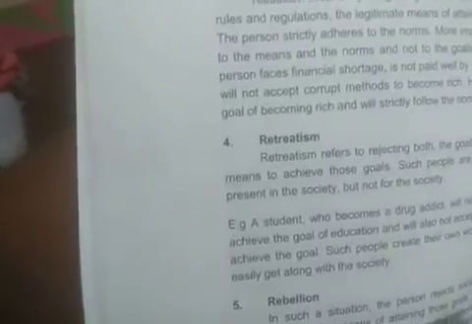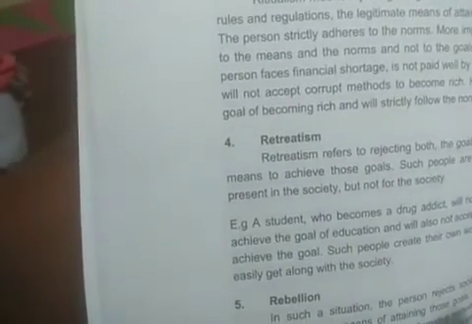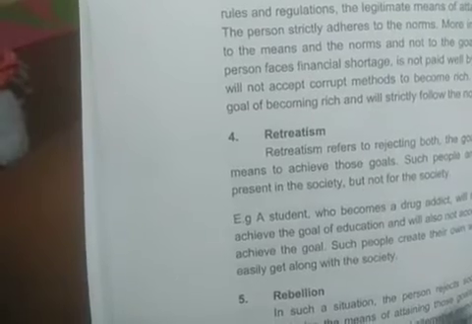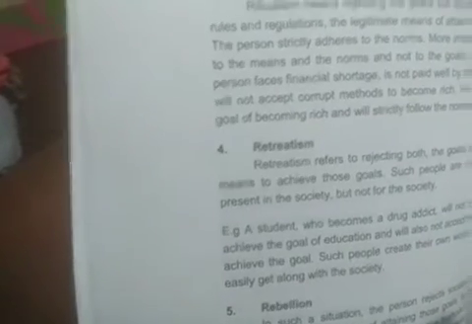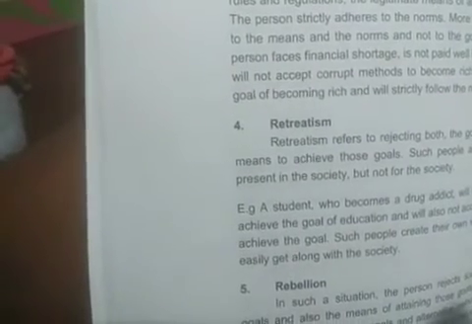More importance is given to the means and the norms and not to the goals. Example: even if a person faces financial shortage and is not paid well by the company, he will not accept corrupt methods to become rich. He will reject the goal of becoming rich and will strictly follow the norms.